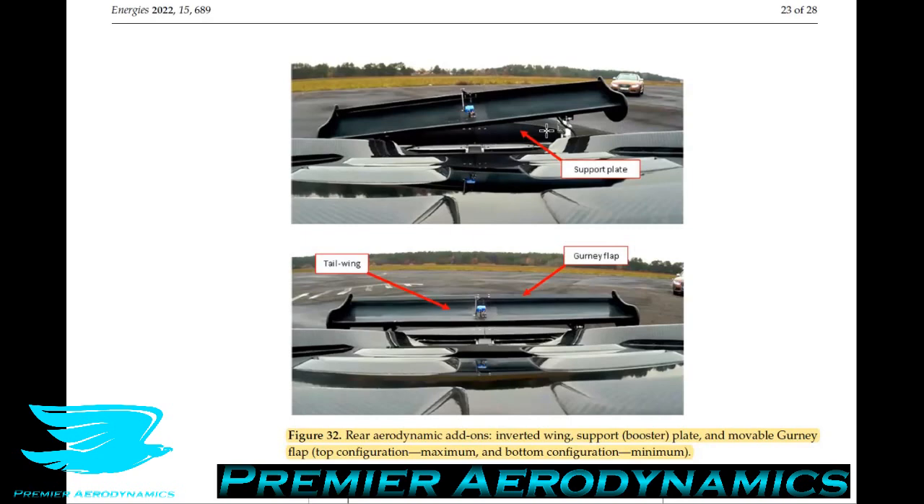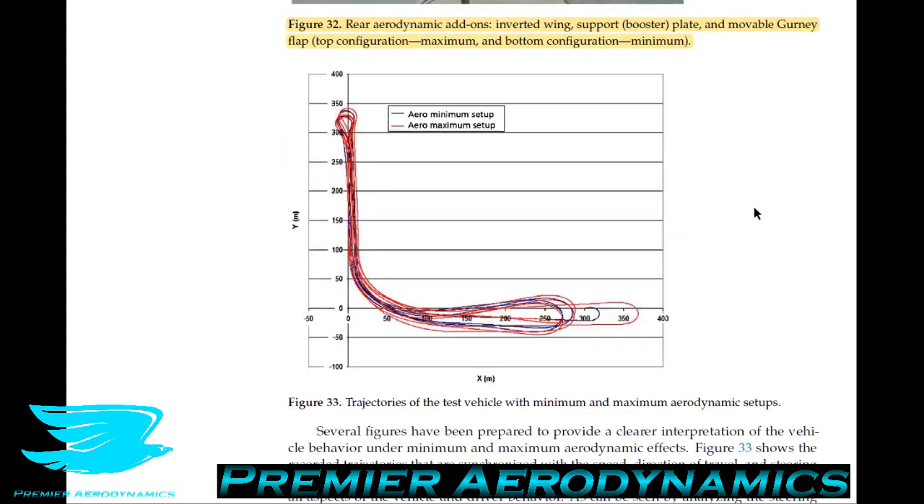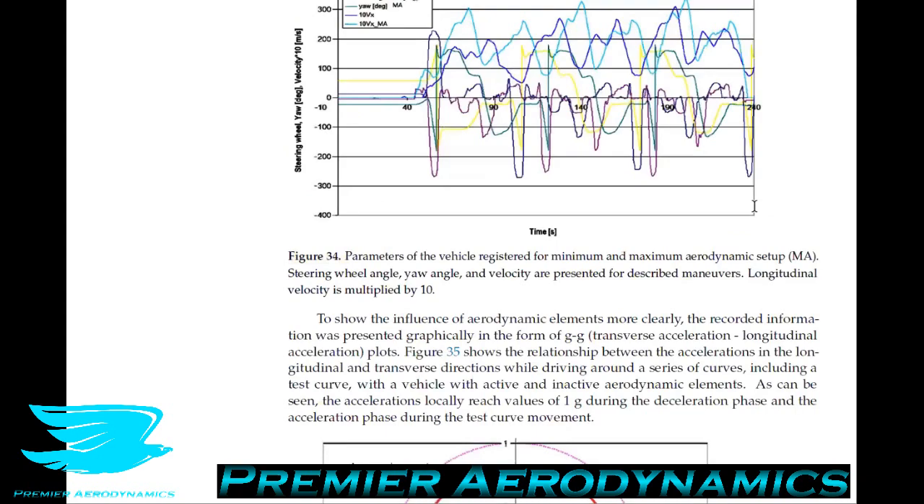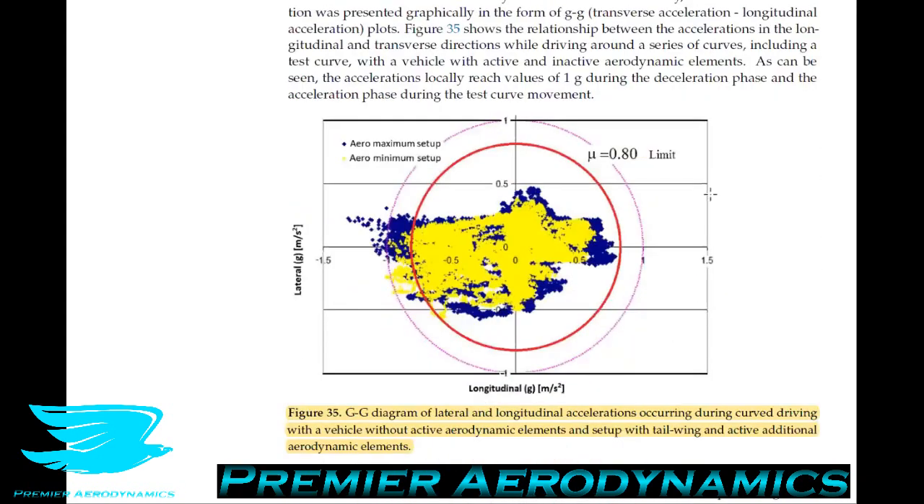In the minimum aero setup, the rear wing is not pitched at any angle of attack. It's just a regular 0 degree angle of attack, but because it's curved, it's cambered, there is effectively downforce still being produced. There is also no support plate, so this booster plate is not on, it's put down, and the gurney flap is also put down. Whereas in the maximum aero setup, the gurney flap is definitely pitched up, so that's activated. So those are two different situations that they'll be looking at in this paper. They report these two different ones.